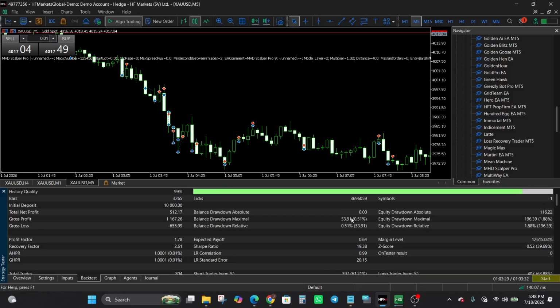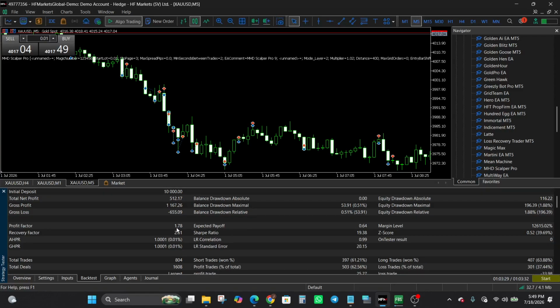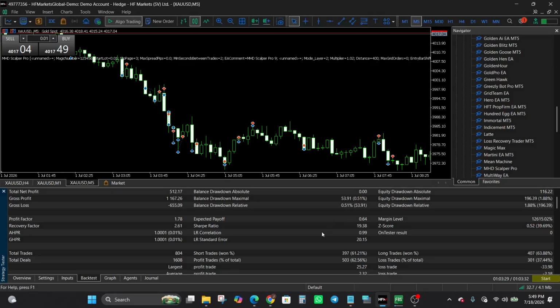Drawdown stayed very contained, under 2% on an equity basis, right? And then for the balance basis it is just 0.51%. Okay. Now, average holding time was short, around 5.5 minutes, consistent with a fast scalping approach. Now the profit factor came in at 1.78 and the recovery factor was 2.61. All right, both solid figures.